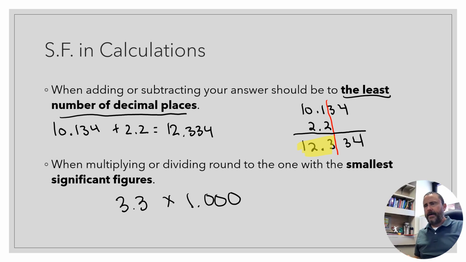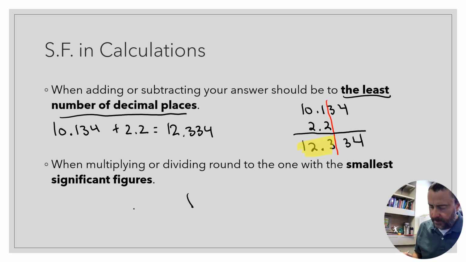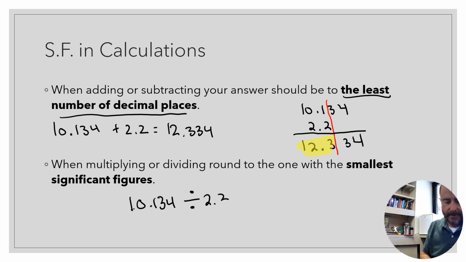If I have... I don't like this. I'm trying to do it on the fly here, and I'm not liking what I'm doing, so I'm going to erase it real quick. Let's do a new one, the one we've got up there, 10.134 divided by 2.2.